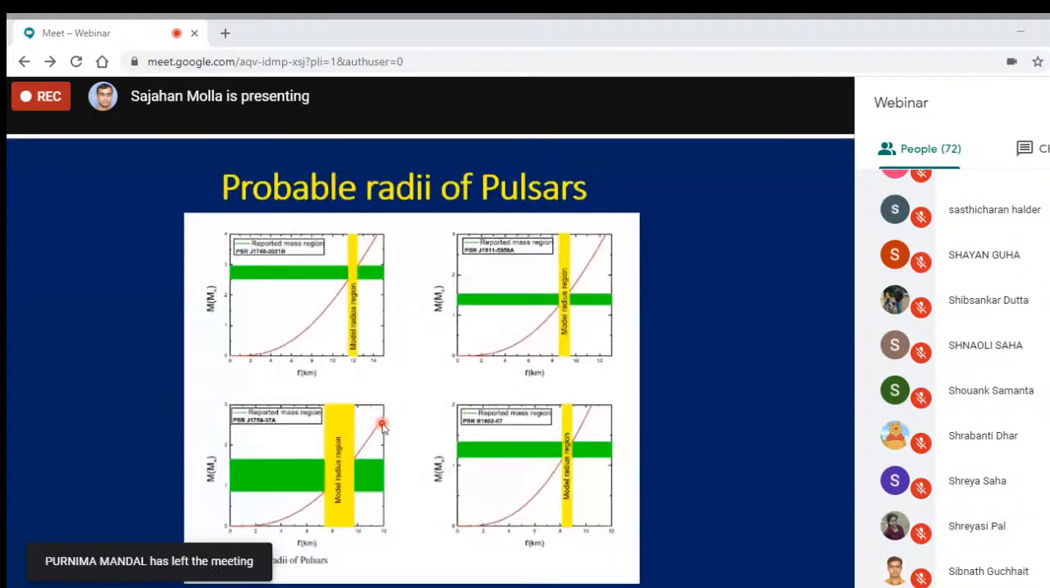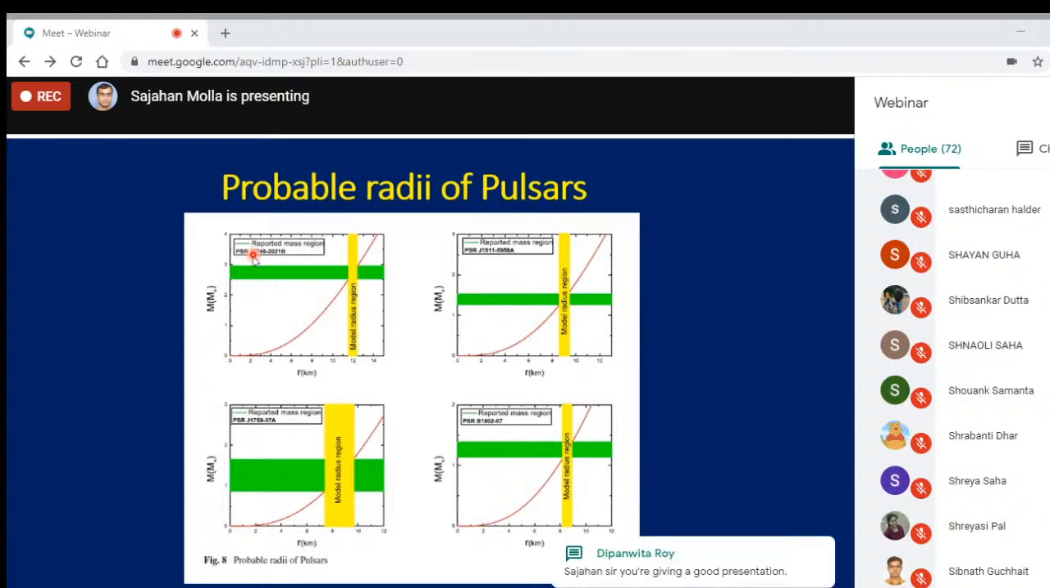In this study, we have taken 4 pulsars, namely J1714, 2021V, and similarly another 3 pulsars. From the mass function graph shown in the figure, this green region shows the reported mass region. The reported mass region cuts or touches the mass function graph at 2 points, and from this graph we have calculated the probable radius of the pulsar.